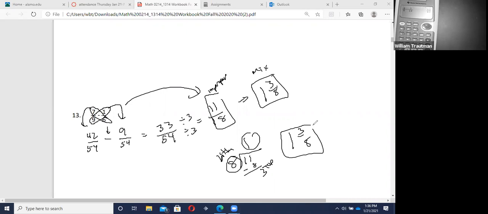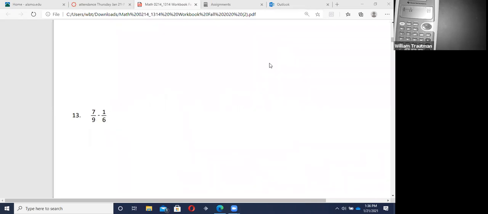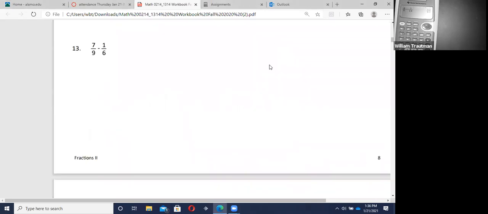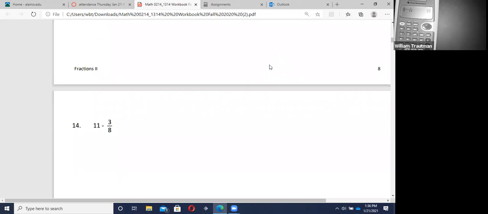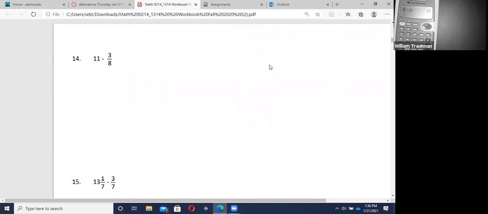Okay. Not too bad. Would be really nice to issue out the calculators.